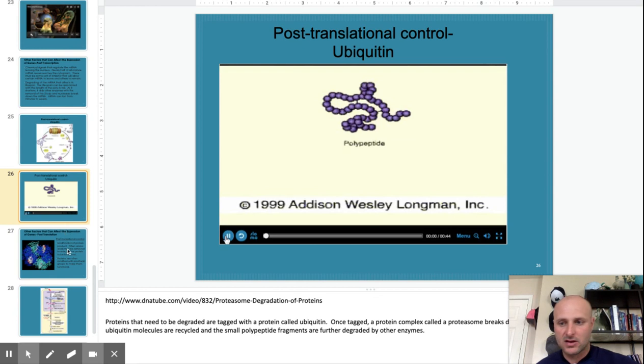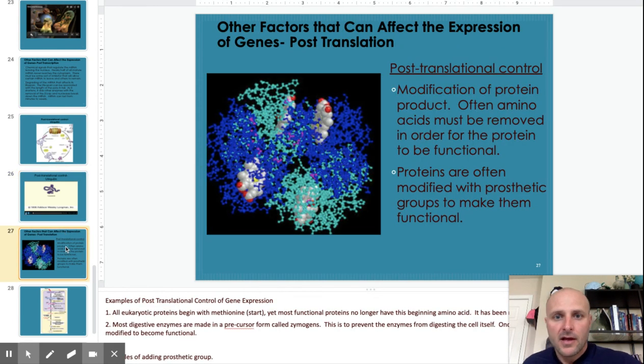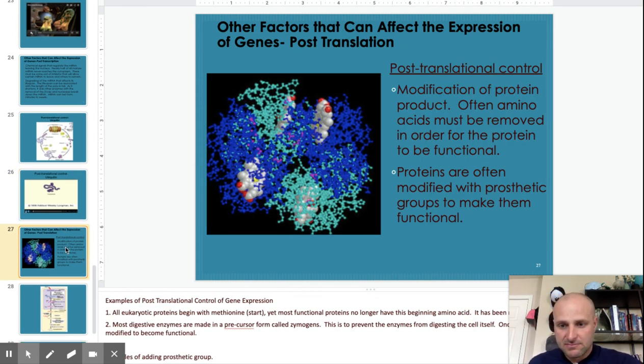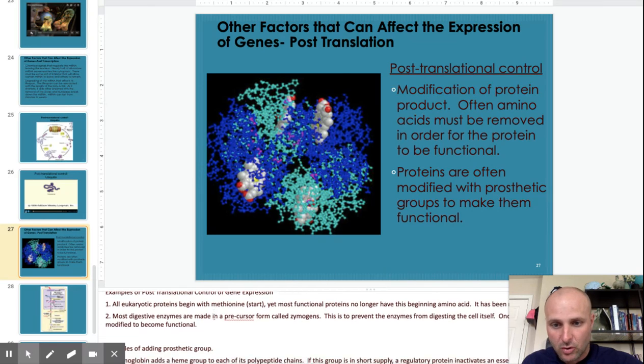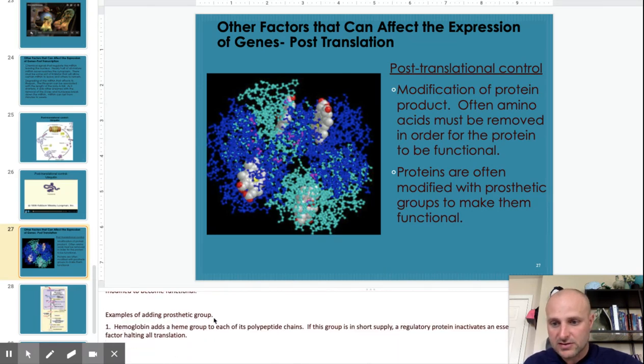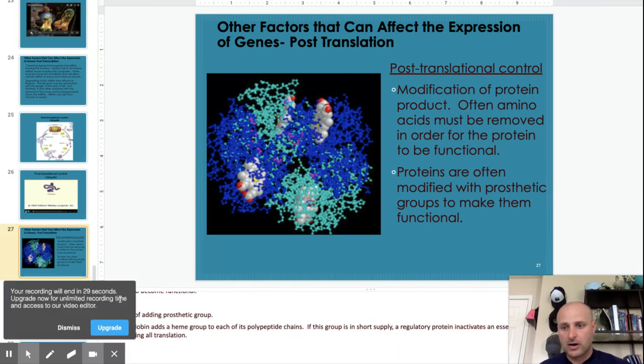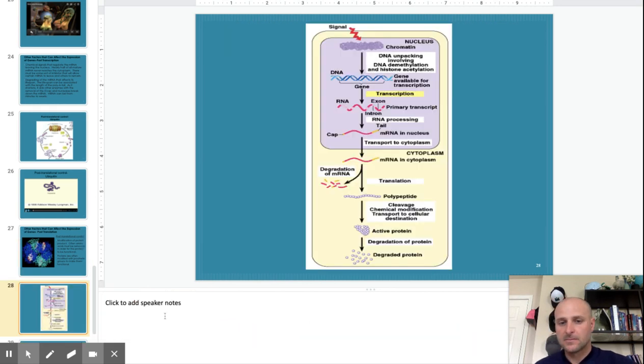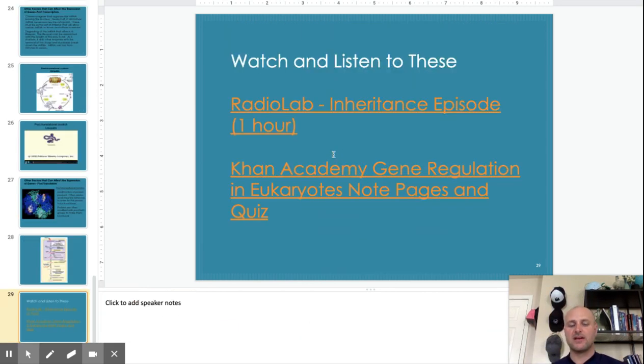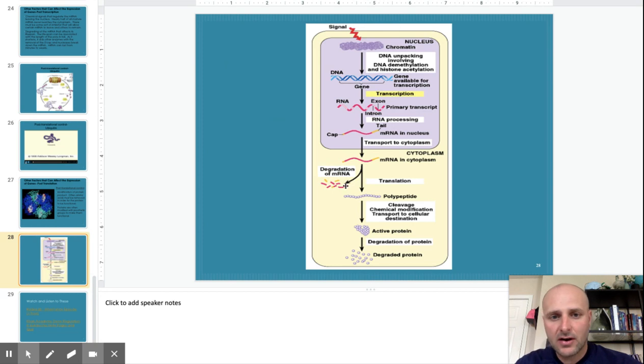Translation, remember, is the making of a protein. And this is more post-translation control, and it talks a lot about that. Remember to always read your notes down here. And here's a slide which kind of brings some more things together, talking about the degradation of mRNA or, past translation, the degradation of a protein.